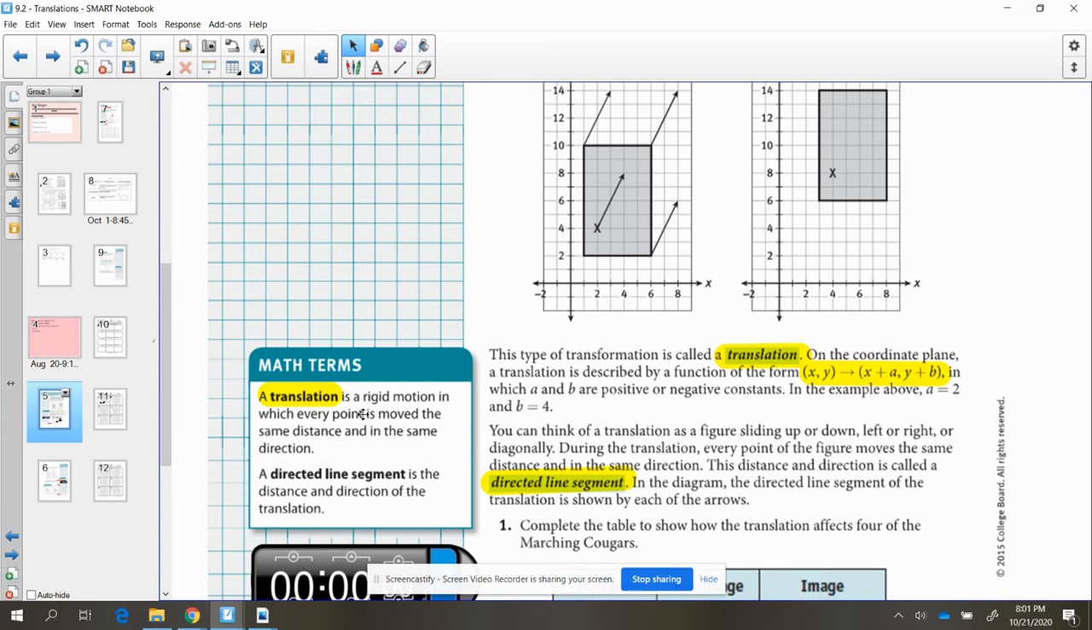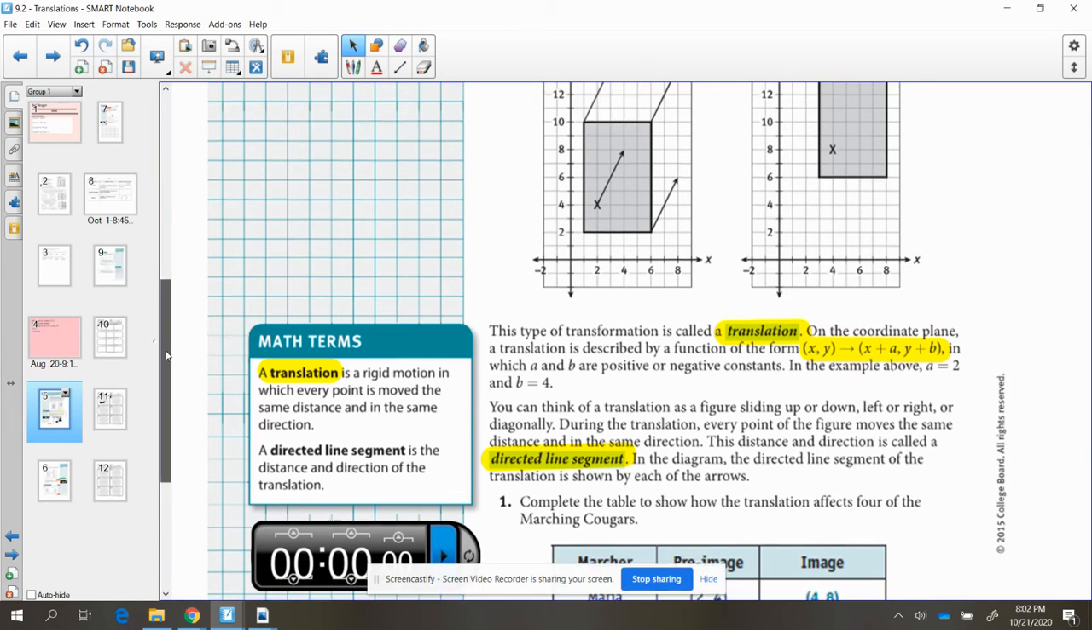A translation specifically is a rigid motion, so every point is going to move the same distance from the original pre-image to the new image. And that distance and direction we call the directed line segment. So you'll see an example of the directed line segment here that Maria moved.